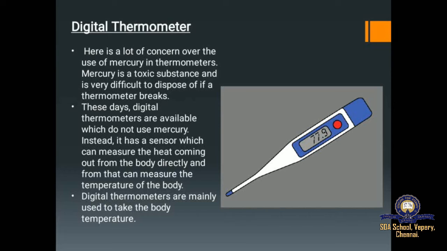In digital thermometers, there is no mercury. Instead of mercury, it has a sensor which can measure the heat coming out from the body directly, and from that they can measure the temperature of the body, and it will also display the temperature. So digital thermometers are mainly used to take the body temperature. Here you can see it is displaying, and at the tip, instead of mercury, there is a sensor which will measure the heat coming from the body and display the measurement of the temperature.